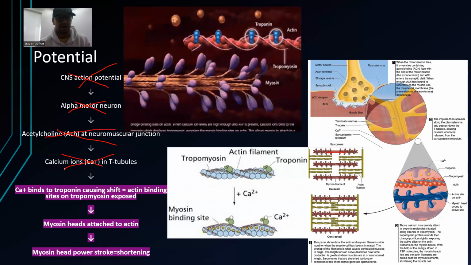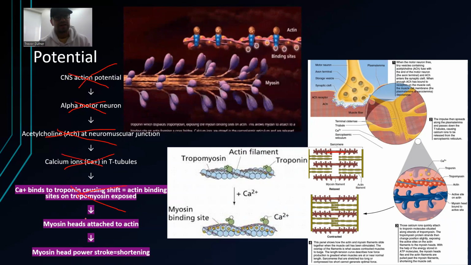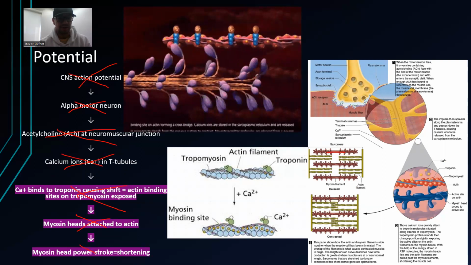When the calcium ions are no longer being released, they can't bind to the troponin, which opens up the myosin-actin binding sites. If the troponin is not moved off the myosin-actin binding sites, myosin heads cannot attach to the actin, and that means that the myosin power stroke cannot occur.